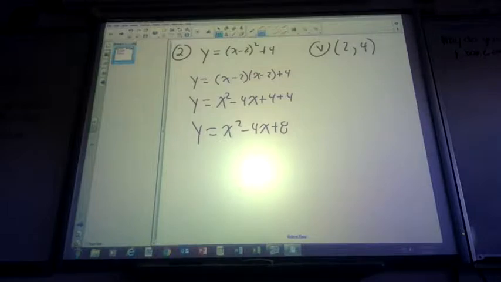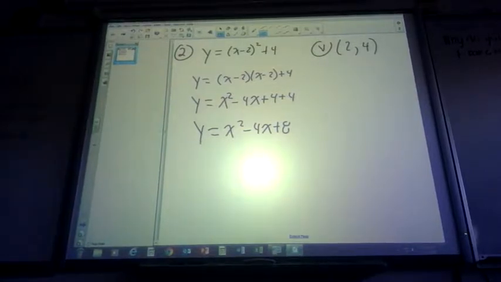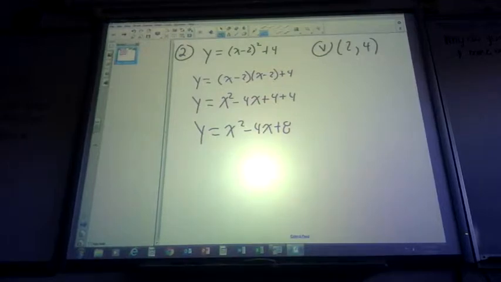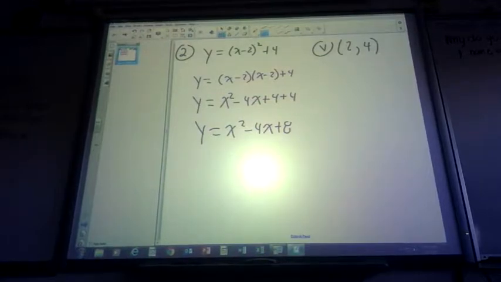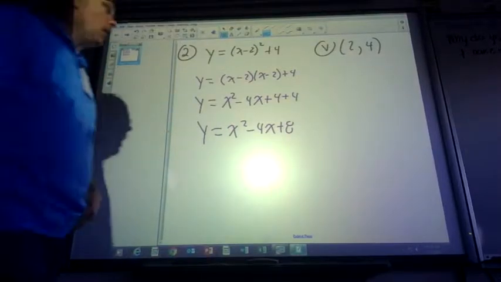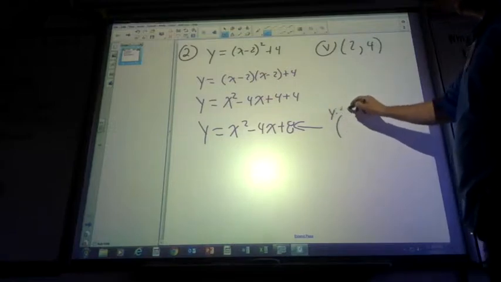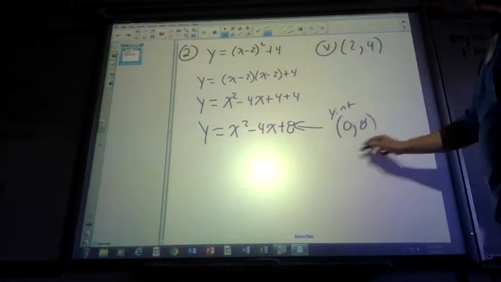And then we have to see if we can factor it. It's not going to factor. I can't multiply two numbers together to get 8 and add them together to get -4. I mean, 4 and 2 is not going to work, and 8 and 1 is definitely not going to work. So it's not going to factor. So it's in standard form as is. This in standard form is going to tell us that our y-intercept is at (0, 8).